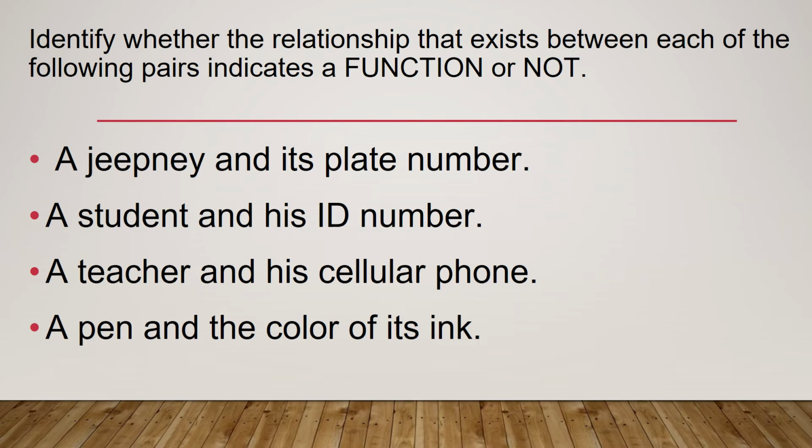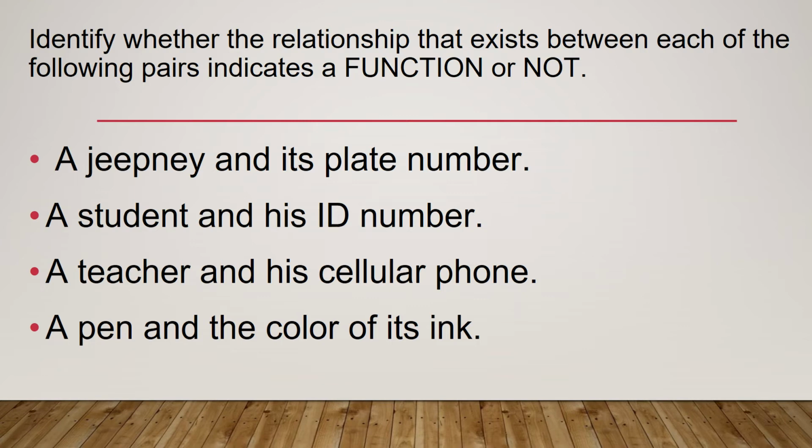Next, a student and his ID number. So, it is also a function because a student may only be issued one ID number. So, a student is not allowed to have a double ID number. Okay? ID number, not ID. So, when we say ID, the student's ID may be lost. Then, he gets an ID again but with the same ID number.